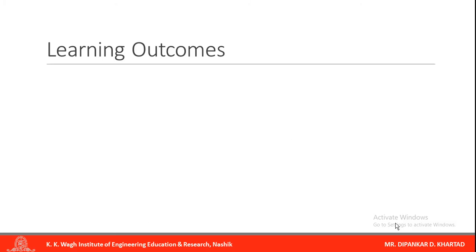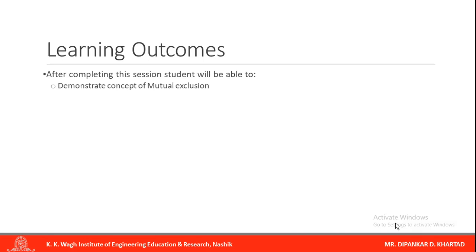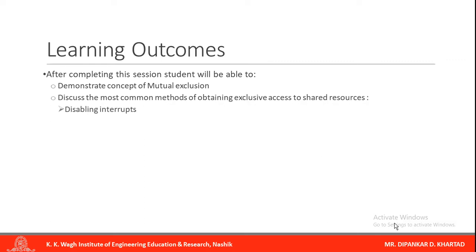Let us start from the learning outcomes. After completing this session, students will be able to demonstrate the concept of mutual exclusion and discuss the most common methods of obtaining exclusive access to shared resources. First one, disabling interrupts. Second one, performing test and set operation. Third one, disabling scheduling. And last is using semaphores. So let us begin one by one.